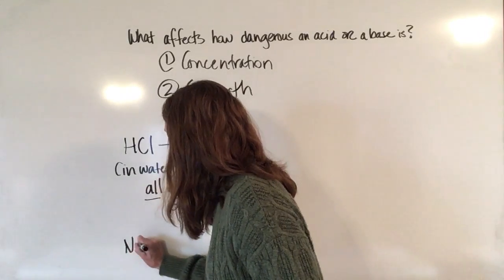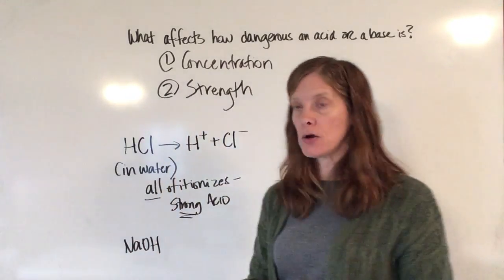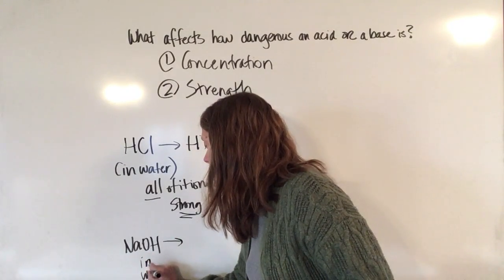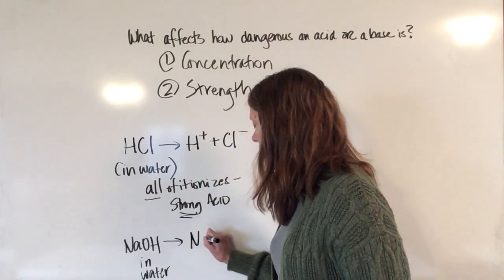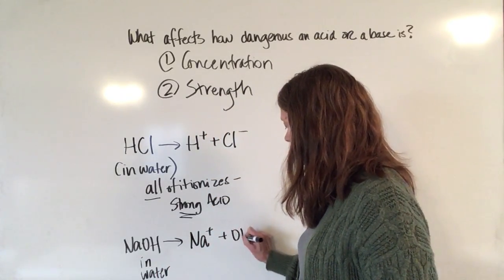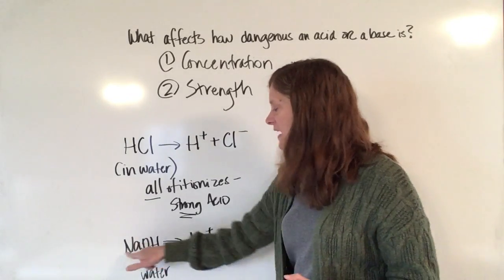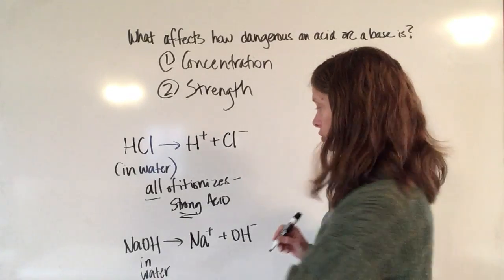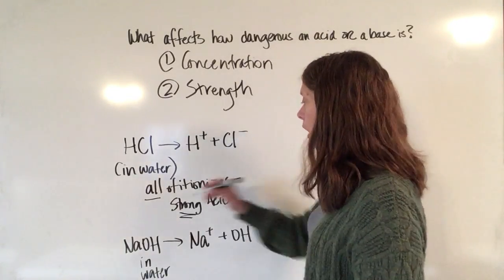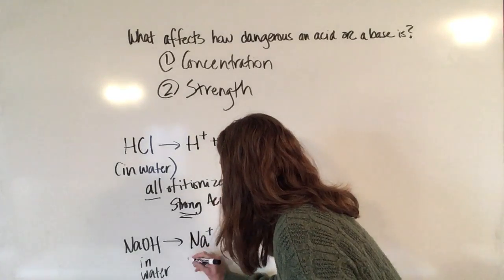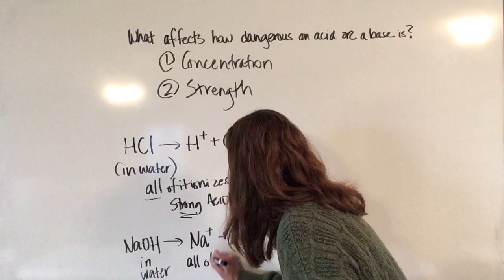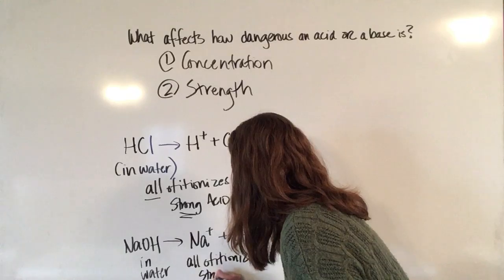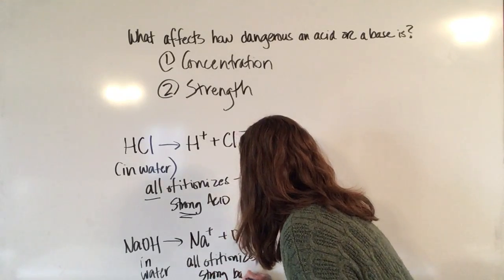And so if I have NaOH, which we also talked about, NaOH is a strong base. If I put NaOH into water, it will break apart so that I have sodium ions and hydroxide ions, and I won't have any left that looks like this. All of it will break apart into ions. So all of it will ionize. So again, all of it ionizes, and therefore it is called a strong base.